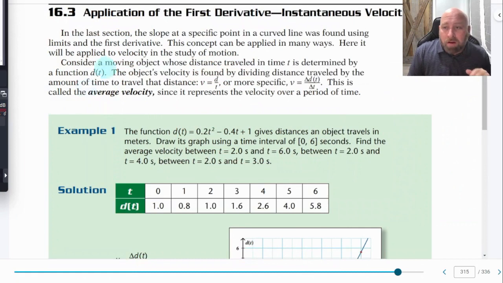Application of the first derivative. In the last lesson, we learned what the first derivative was and how we can figure it out. In this lesson, we're actually going to talk about how we can use it and apply it. All right, so here we go.